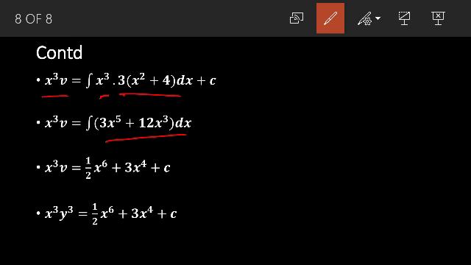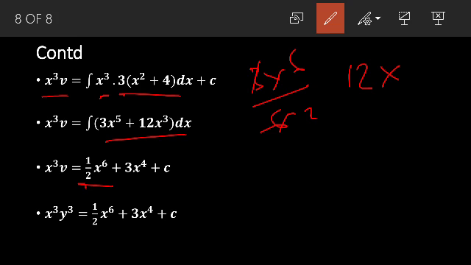Integrating 3x to the 5 gives 3x to the 6 all over 6, applying our law of integration, and of course 3 can go here too. So that's how we got 1 over 2 x to the 6. The same way, integrating 12x cubed is going to give us 12x to the 4 all over 4, and 4 can cancel here to give 3 times. So that's how we got 3x to the 4 plus c.